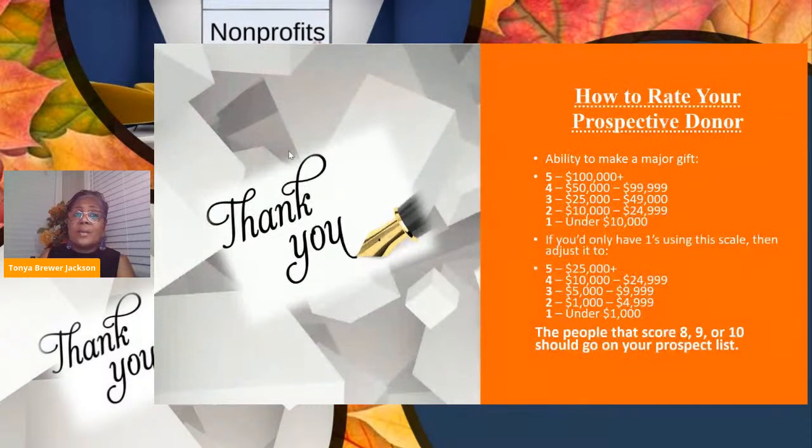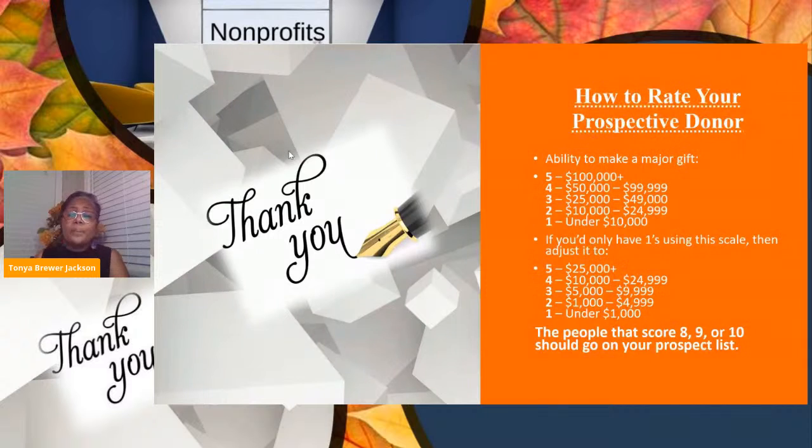So that doesn't necessarily mean that that's their capacity, and you get tricked up with that. And so what you do is you assign them two numbers, a capacity and ability. You assign them two numbers, and if they come up 8, 9, or 10, those should be your prospects to go to.